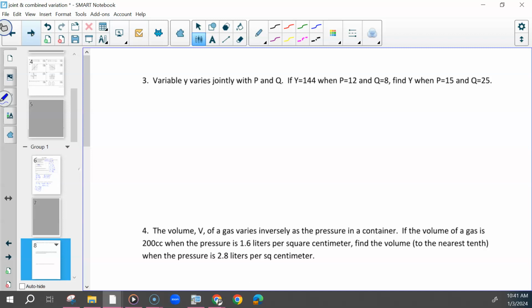Number 3, variable y varies jointly with p and q. What would that look like? Not what jointly means. Y equals k p q. They give us y, p, and q. So put in all of those numbers.